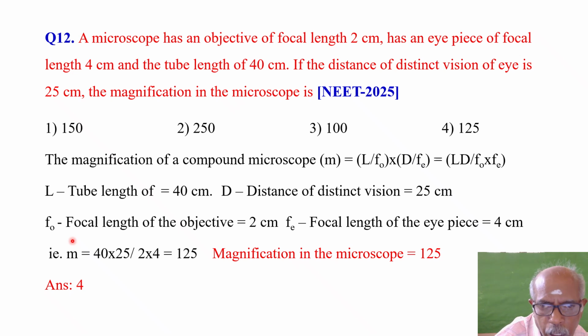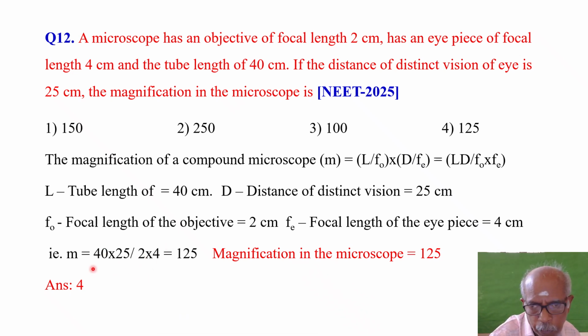Now M is equal to, you substitute the values. What is the value of L? 40 centimeter. What is the value of D? 25 centimeter. So 40 into 25, divided by, what is the value of F naught? 2 centimeter. What is the value of Fe? 4 centimeter. So 40 into 25 divided by 2 into 4.